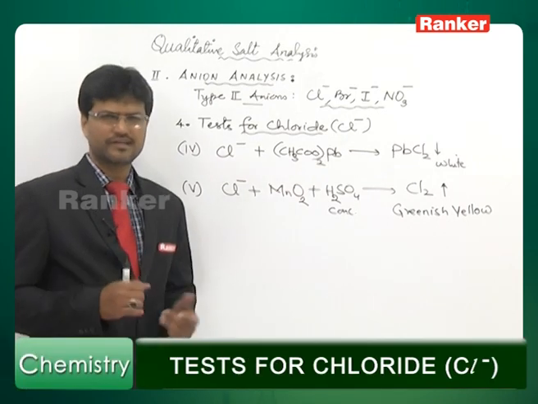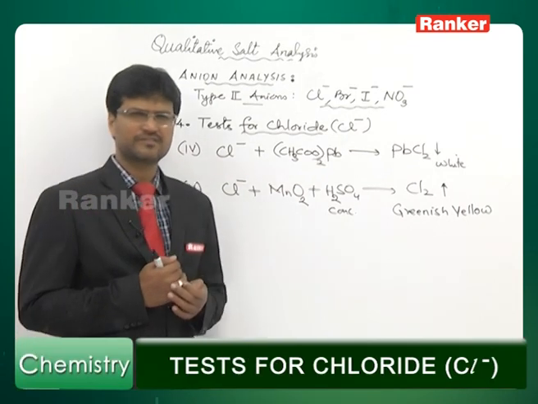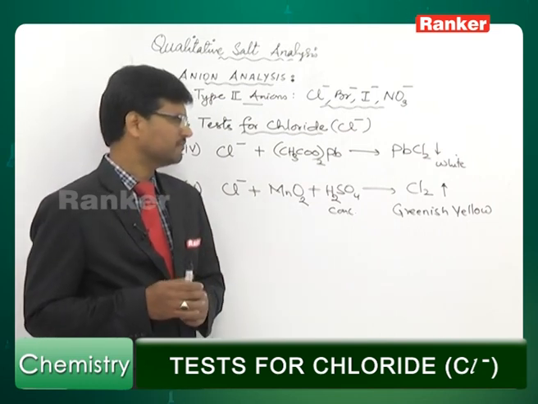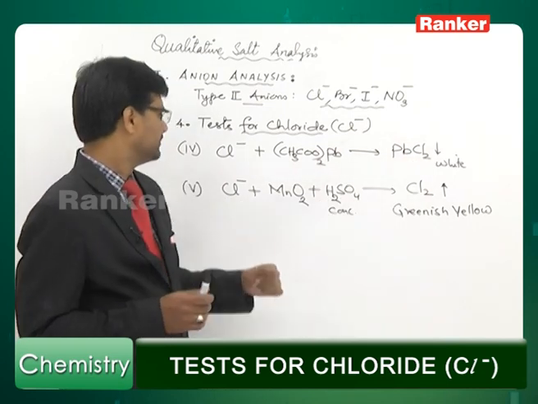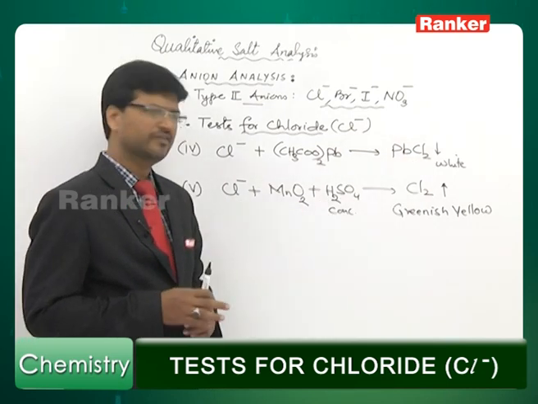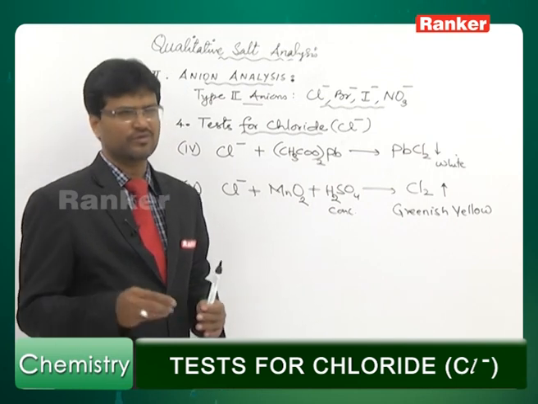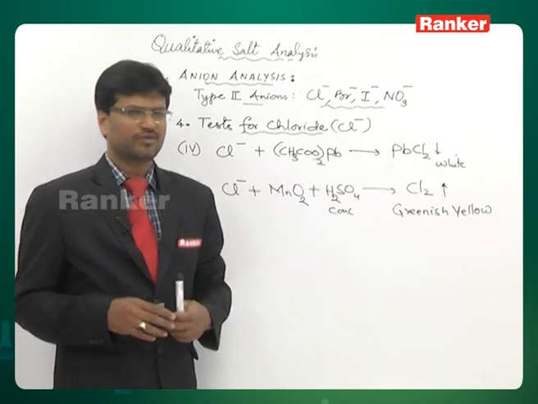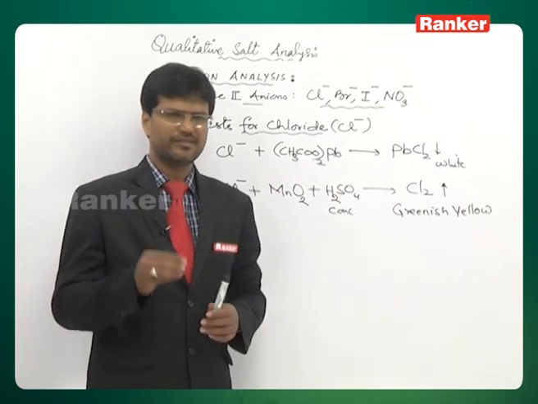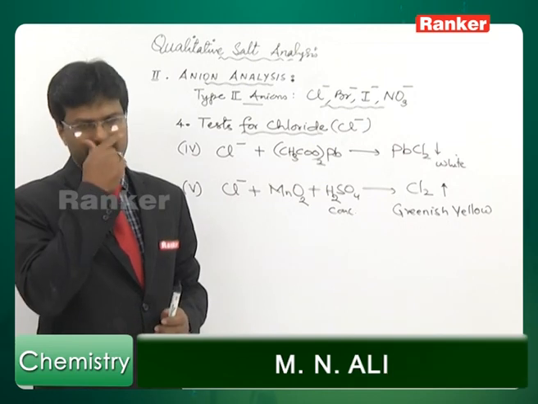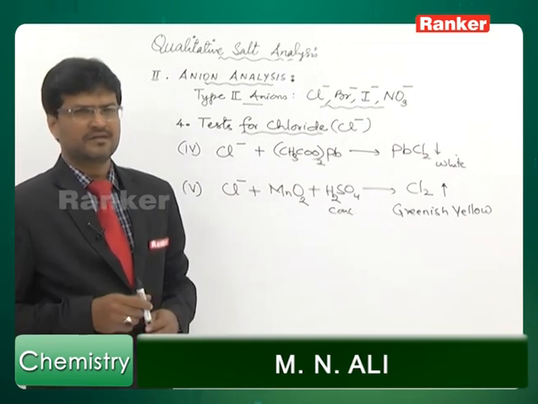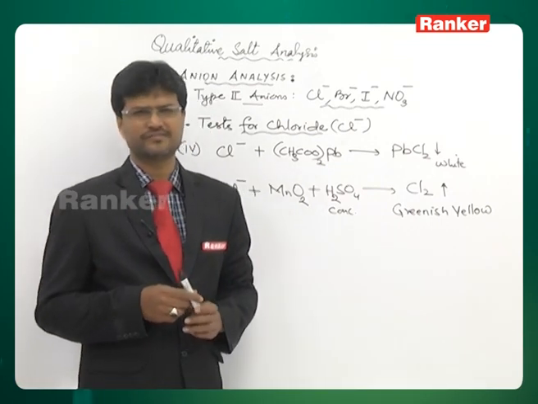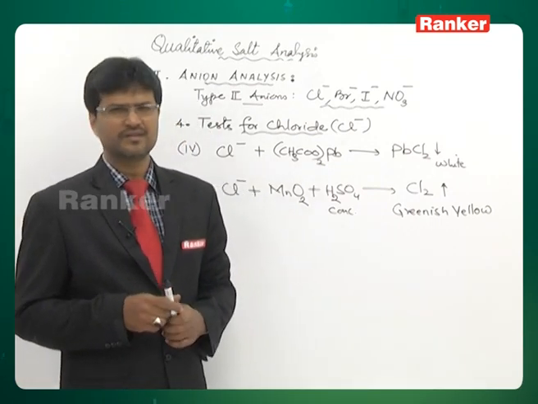We have discussed tests with silver nitrate, where we get a white precipitate which is soluble in excess of ammonia. With lead acetate, you get a white precipitate of plumbous chloride which is soluble in hot water. With the manganese dioxide and sulfuric acid mixture, chloride gets oxidized to Cl2, which appears as a greenish yellow gas. Then you have the chromyl chloride test, where we get a yellow precipitate of lead chromate, and with concentrated sulfuric acid, it produces HCl gas, which gives dense white fumes with a glass rod dipped in ammonia solution.